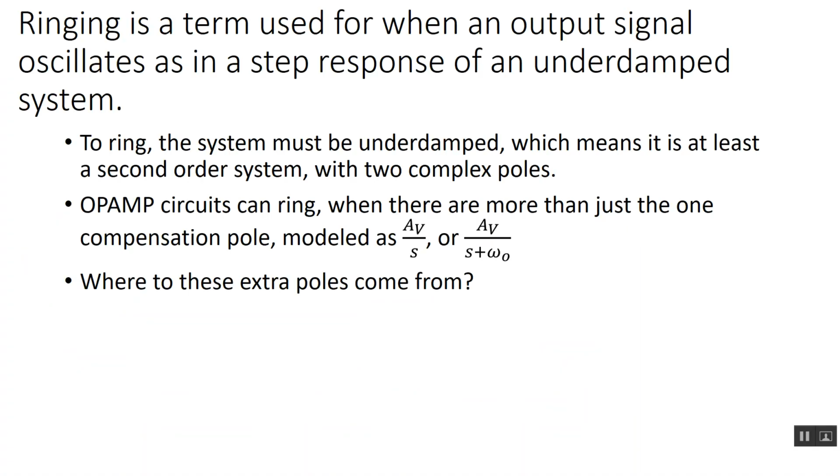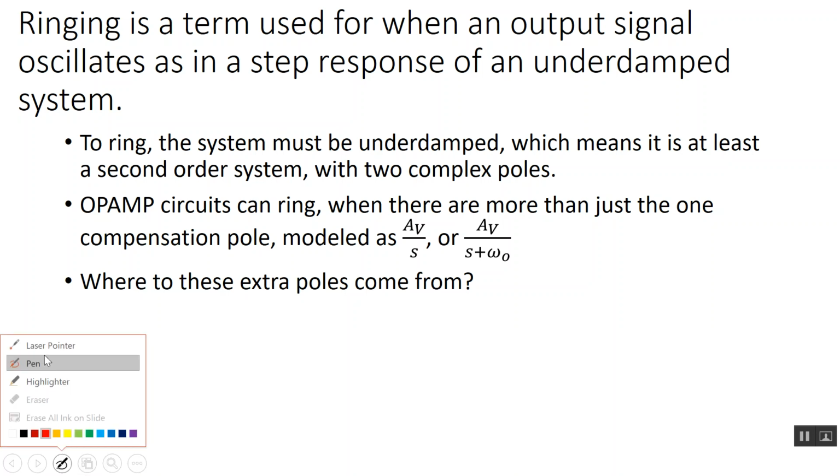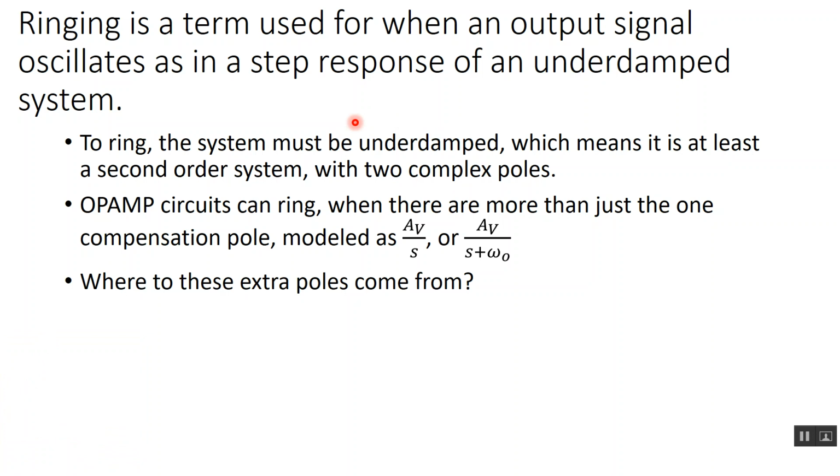But why do op amps ring? Basically you've got at least a second order system, and when you've got the feedback, or maybe not even, you've got a second order system that when you hook it up gives you at least 2 complex poles.